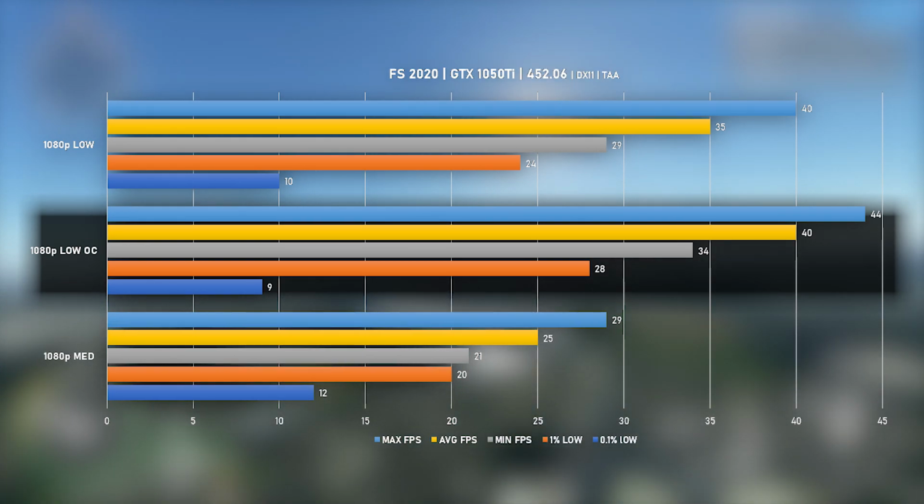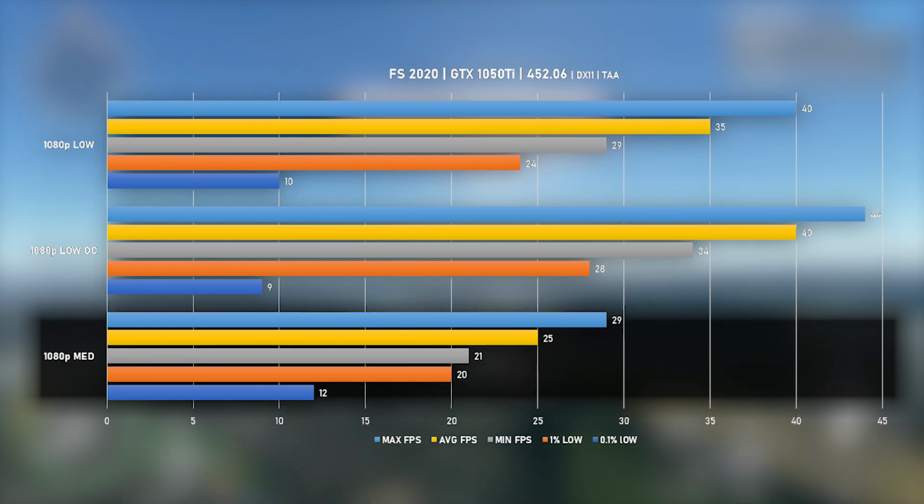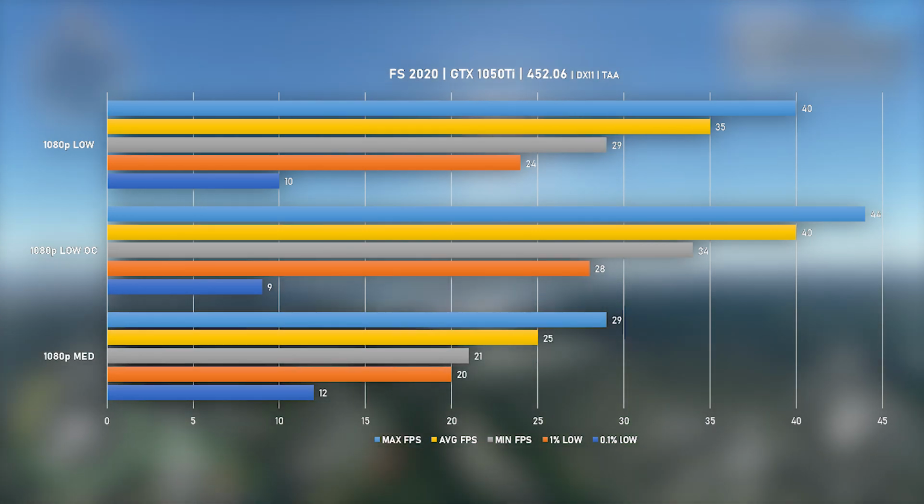At last, for 1080p, I'll just use the medium settings, which was not playable in my opinion, as the average frame rate was under 30 FPS with lows and minimums of 20 frames per second. For 1080p, I'll suggest using the low preset.